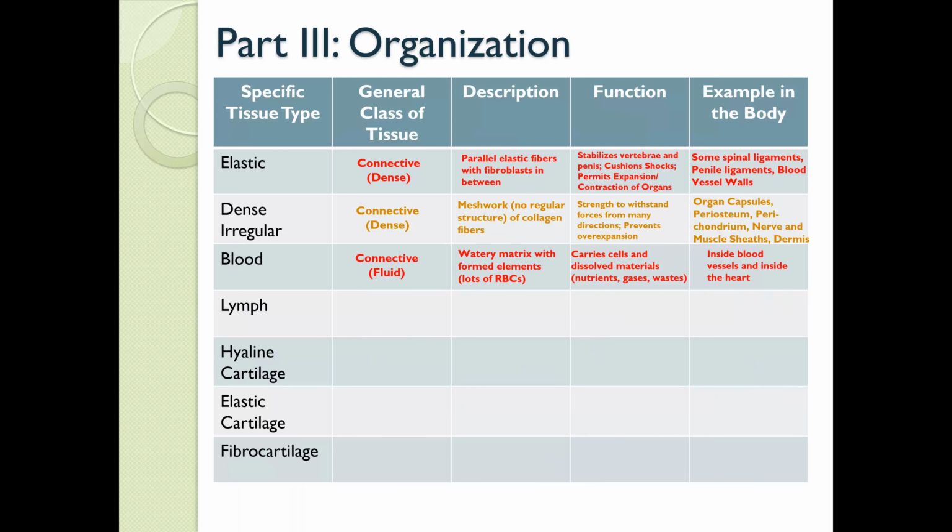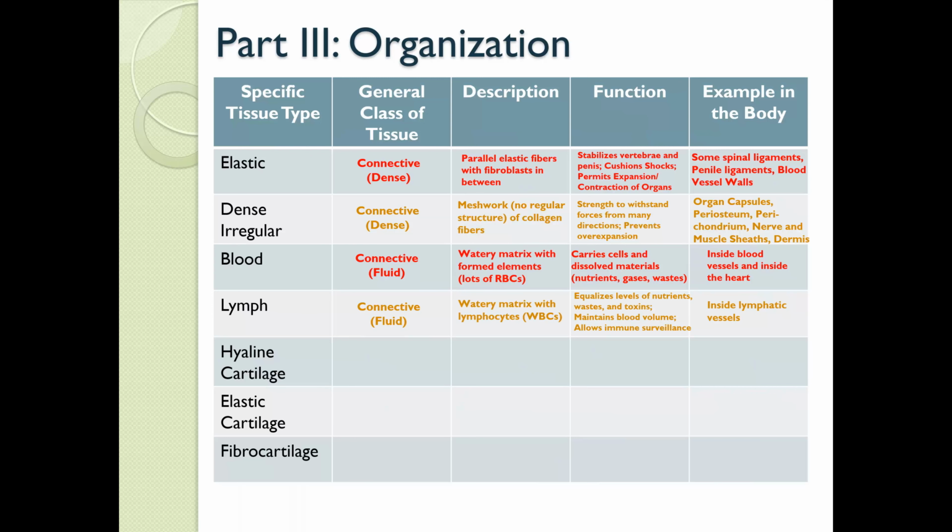Blood is a type of fluid connective tissue. It is a watery matrix with a lot of formed elements. So you've got a lot of red blood cells, but you also can find some white blood cells and some platelets. It functions to carry cells and dissolve materials like nutrients, gases, and waste. And you can find this type of tissue inside blood vessels and inside the heart.